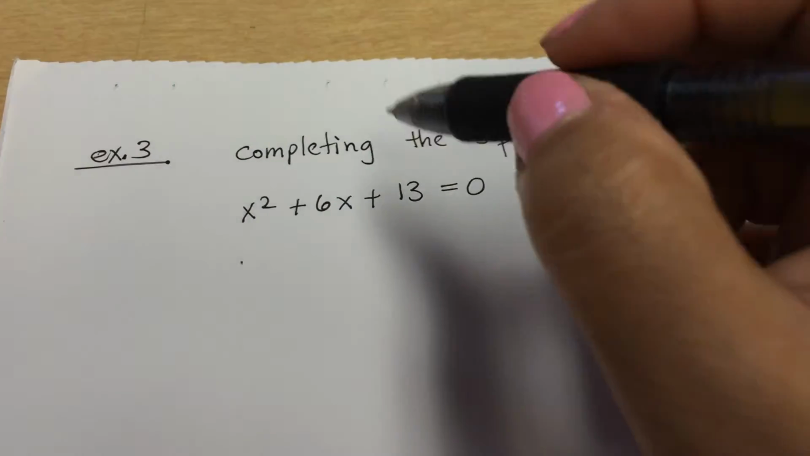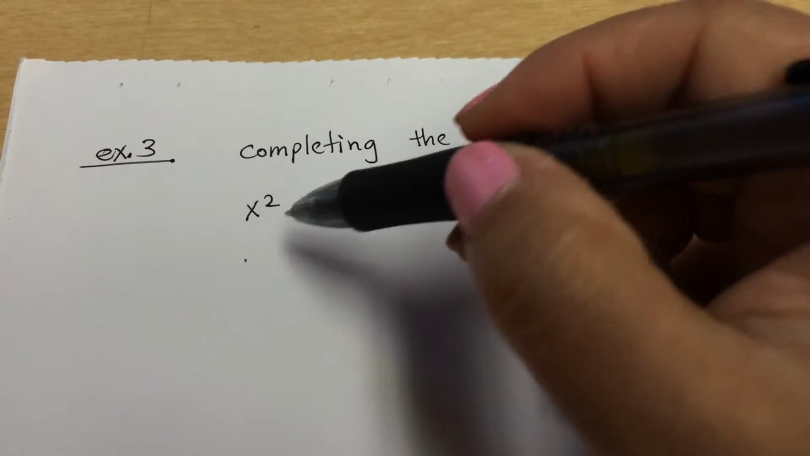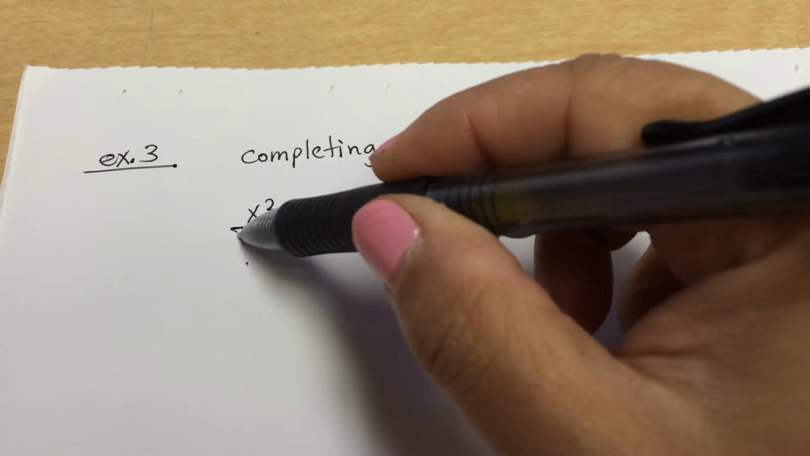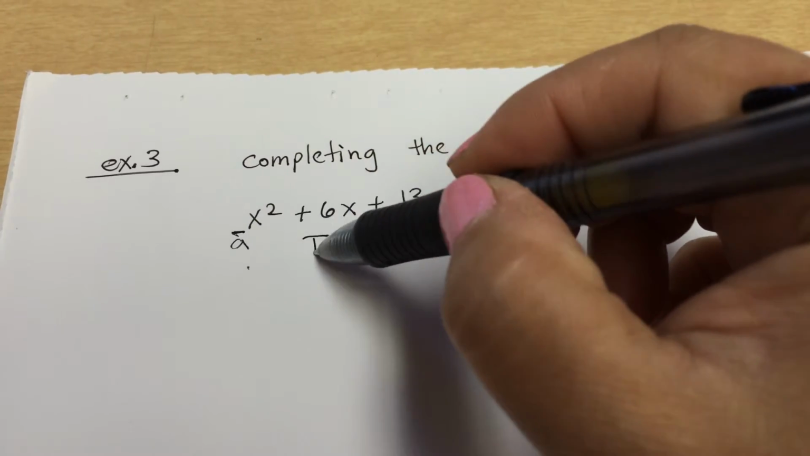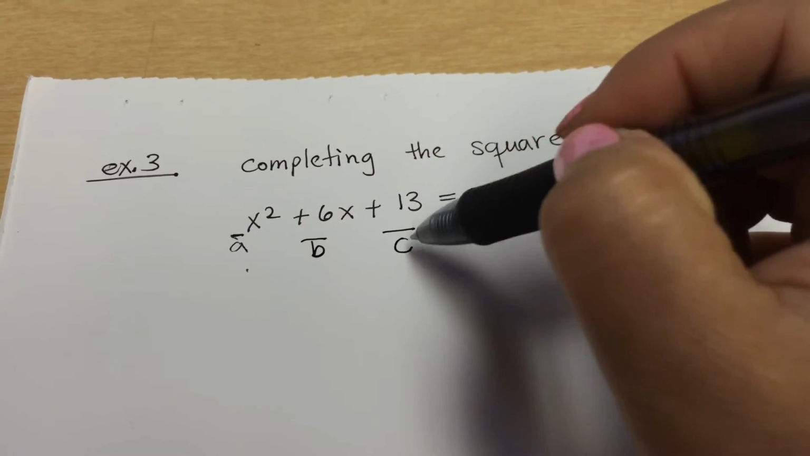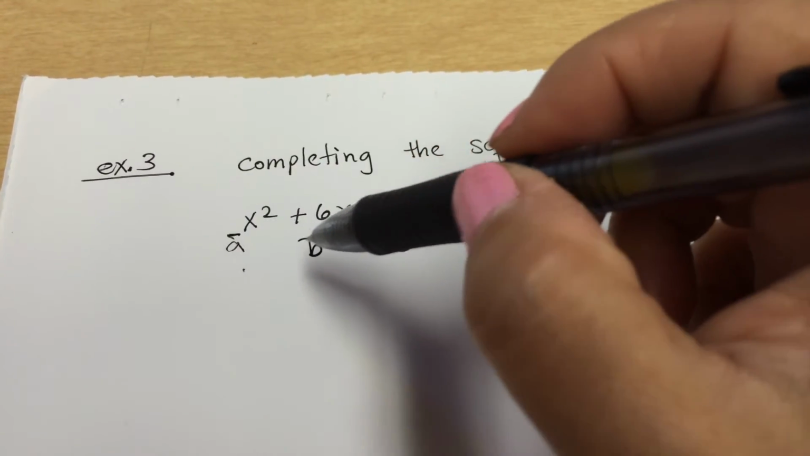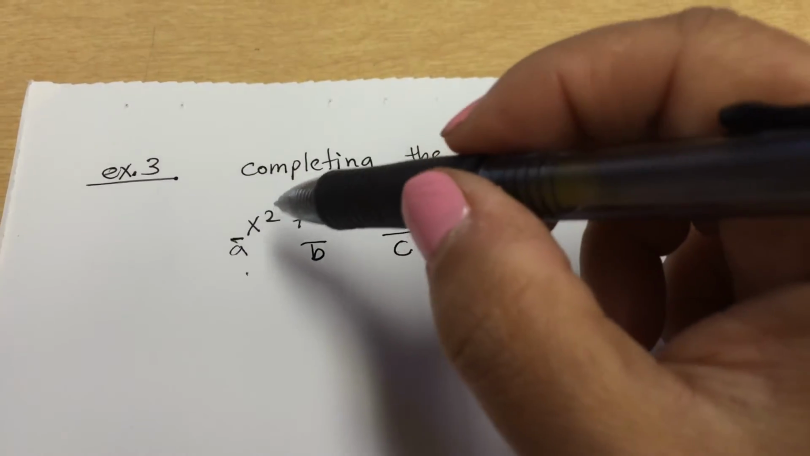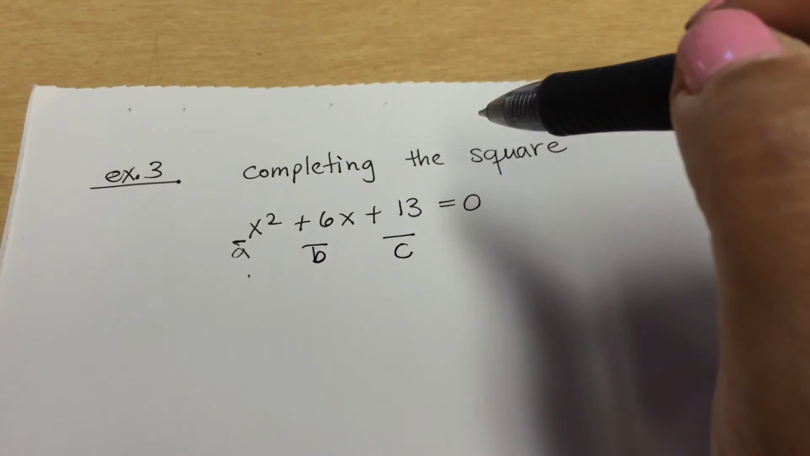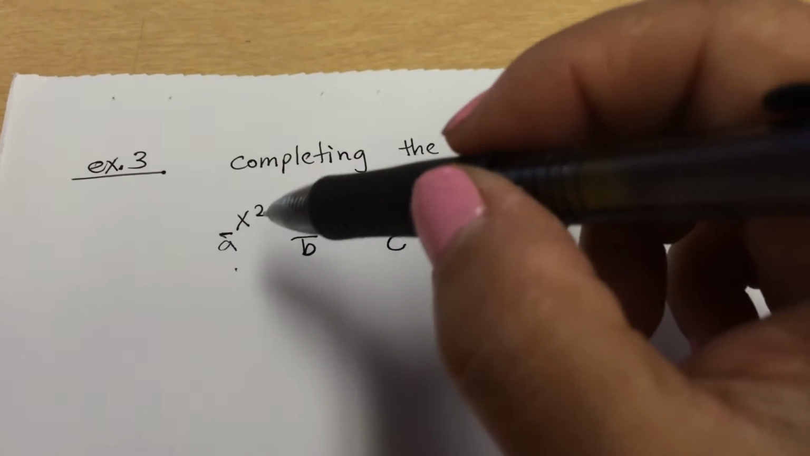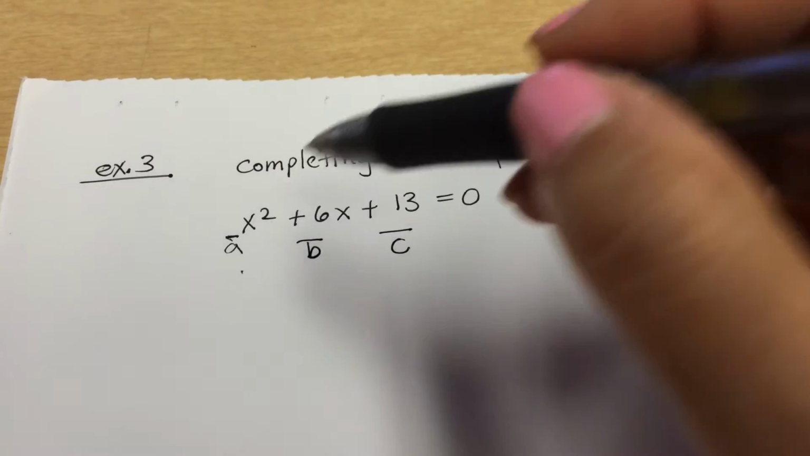Oh, let me also point out, when you do completing the square, the a right here has to always be a positive 1. So if you have anything not a positive 1, whether it be a negative or a coefficient in front of it, you need to factor out through all of them so that you get a positive 1. You cannot do completing the square when it's not positive 1. Okay? So in this case, it is positive 1, so we're ready to go.